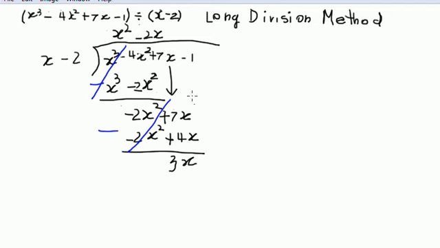And then I repeat the process one last time. I'm going to bring down the -1, and then x goes into 3x 3 times, so plus 3. And sure enough, 3 times x is 3x. And 3 times negative 2 is negative 6x. I'm sorry, just negative 6.